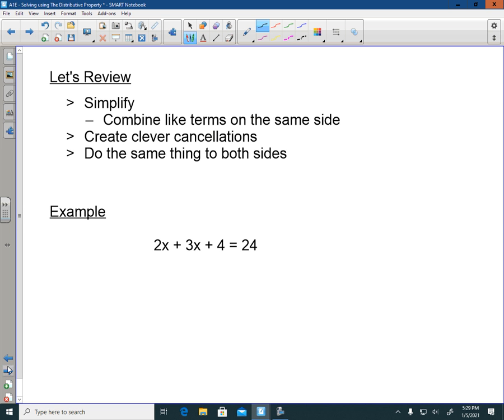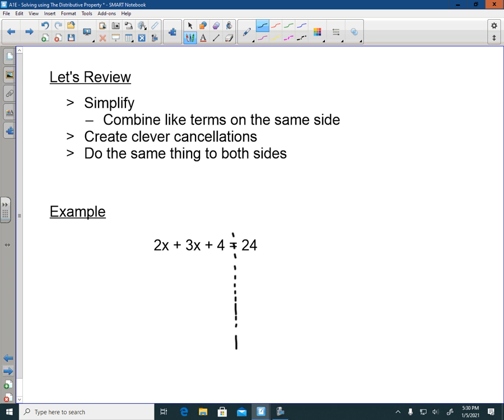So the last time we talked, we added a step above our steps for solving equations. We added a simplify step because before we solve equations, we want to make sure that they're in the simplest possible terms. This makes things a little easier when you go to solve an equation. So what we added was this line, simplify, and the way that you simplify so far is by combining like terms on the same side. That's a really important piece. Then you can go about creating clever cancellations and doing the same thing to both sides. Those are our actual problem-solving steps. So let's create these sides.